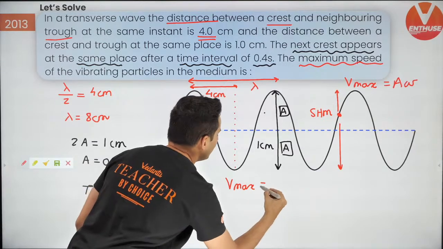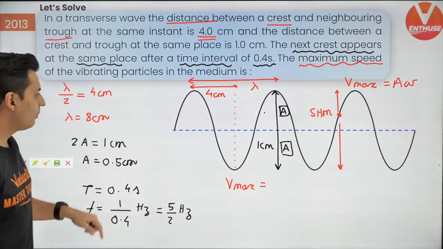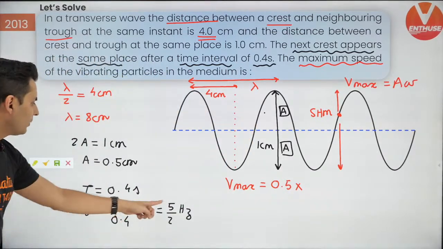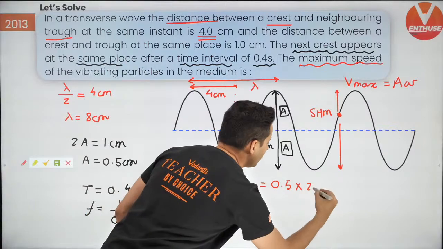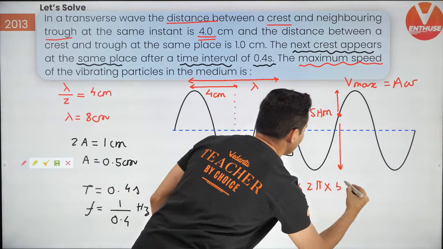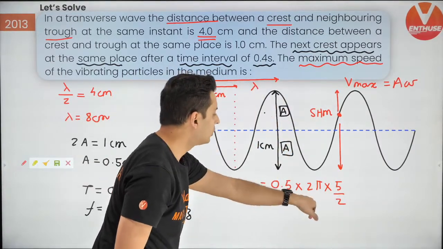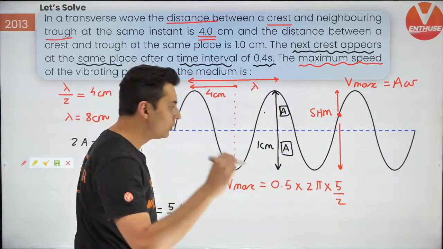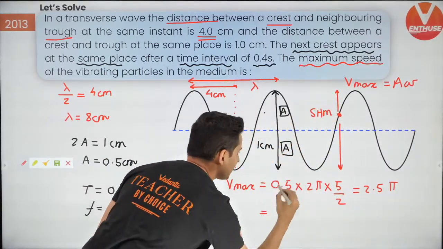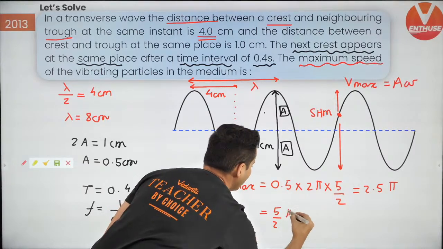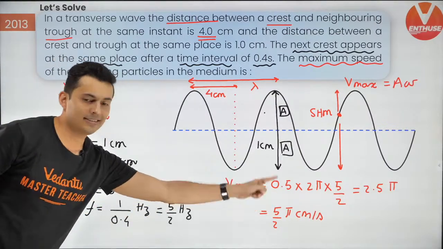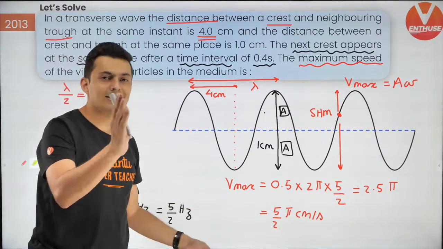What is the max speed? V max will be amplitude. How much is the amplitude? 0.5. 0.5 multiplied by omega. Oh, I know frequency. So omega will be 2 pi multiplied by F. F is how much? 5 divided by 2. 2 goes. 0.5 into 5, 2.5. So this will become 2.5 pi, which is 5 by 2 pi centimeters per second, because everything was in centimeters. That's the answer. I hope this is clear.